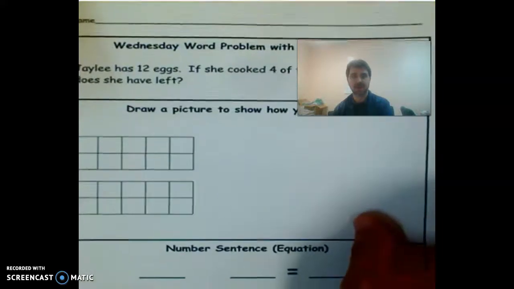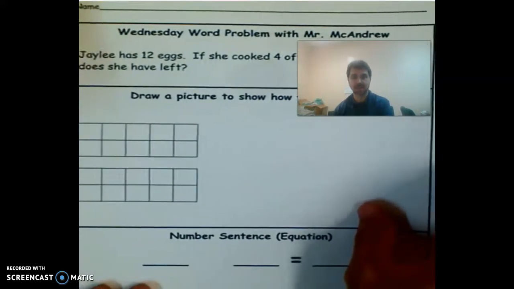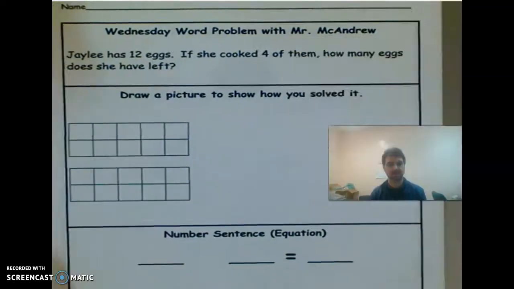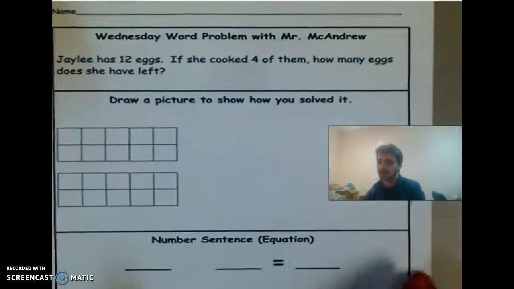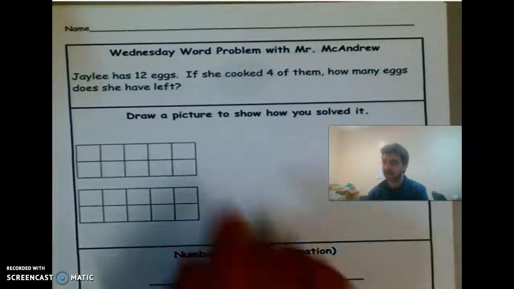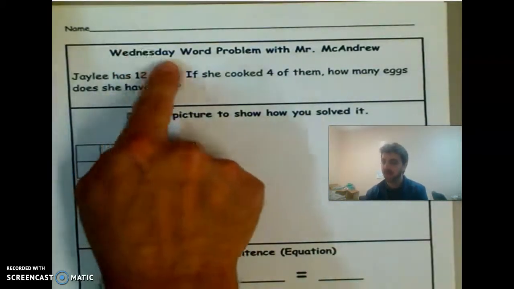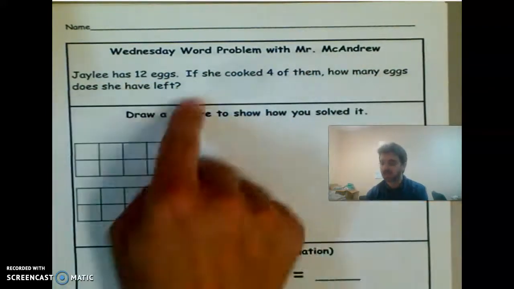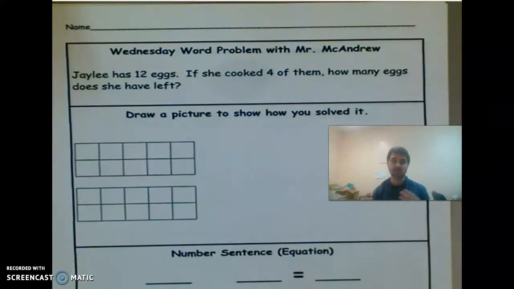So here we go. Let's take out your math packet. If you don't have that out yet, please take it out, okay? And then come back when you're ready. All right, so make sure your name is on your packet, okay? And it should say Wednesday word problem with Mr. McAndrew.